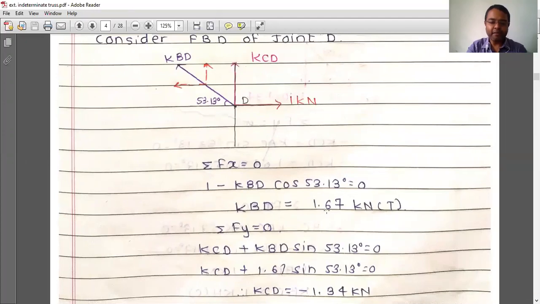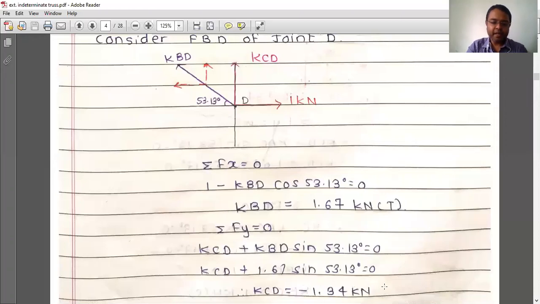Force in member BD, we are getting positive. Positive means the assumed direction is correct. Now to this diagram apply summation Fy equals to 0. So here KCD plus KBD sine 53.13. Likewise, we are getting force in member CD as negative.